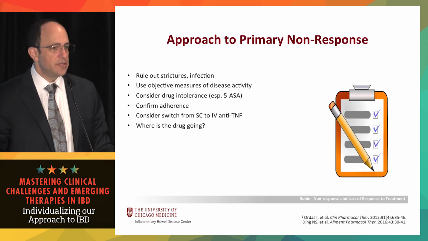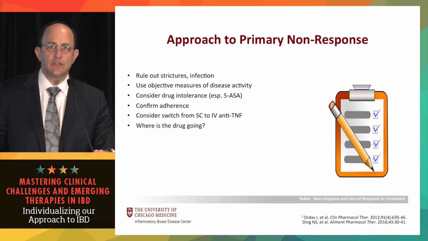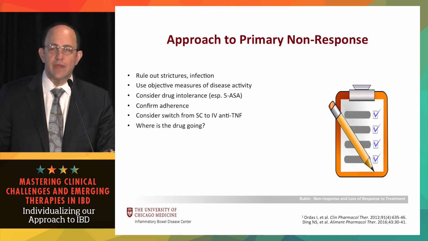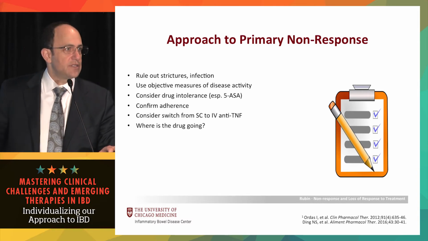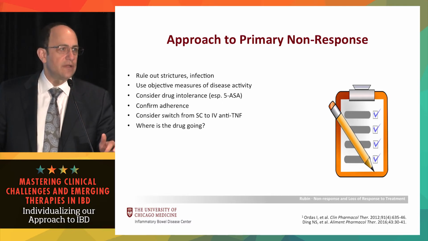So how do you approach these patients? Thoughtfully. Rule out strictures and infection. Use objective measures of disease activity. Don't rely too heavily on their symptoms, although you know your patients and they know their bodies. Consider drug intolerance. So if you think 5-ASA may actually be worsening their condition, stop it. Within a few days, you're going to know. I had a patient I just saw for a second opinion recently who had been on 5-ASA through all these other drugs, escalating up the biologic ladder, and in fact, she was mesalamine intolerant, and that was what was driving her disease for 6 years.